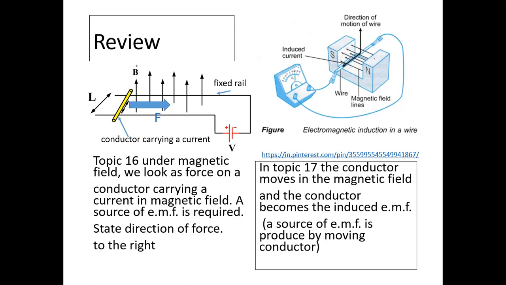The current is called the induced current, whereas this one is the direct current. We provide the current and the field, then they have a motion. Whereas here, we provide the field, we provide the motion, then you have the current. Okay?